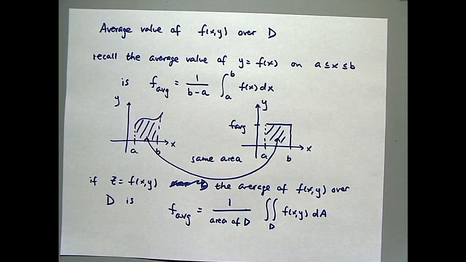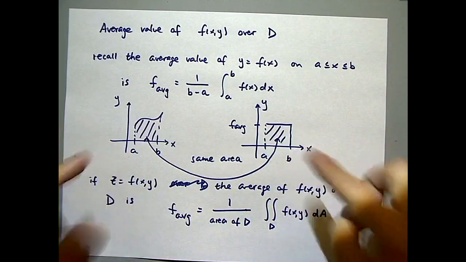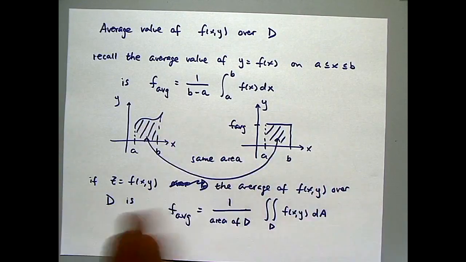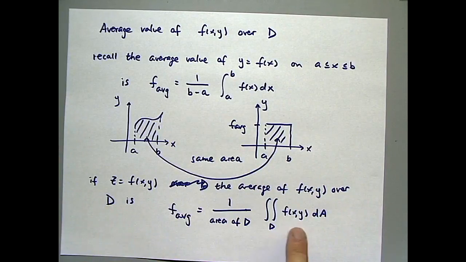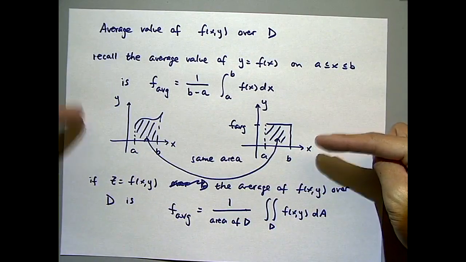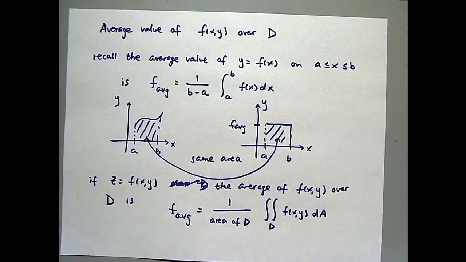Geometrically, it's exactly the same thing, except instead of talking about area, we're talking about the volume. We find the volume of the solid under the surface over D, replace that with a flat rectangular solid with a flat top, such that they have the same volume, exactly the same extension of that. And then that flat top height is the average value of that function z.